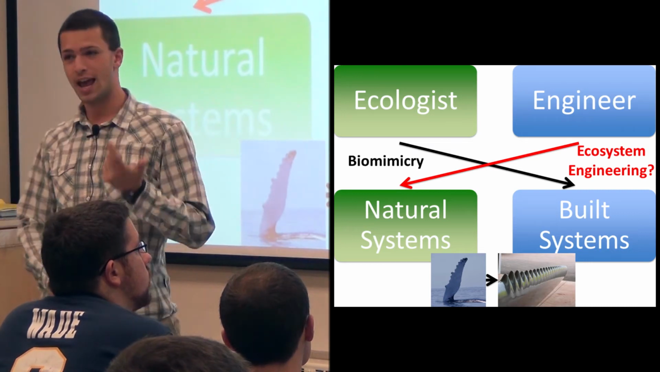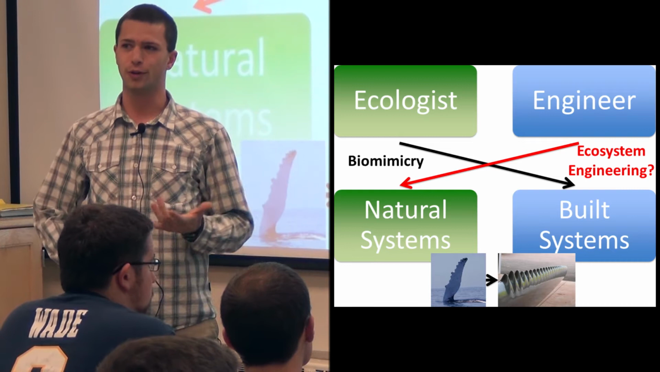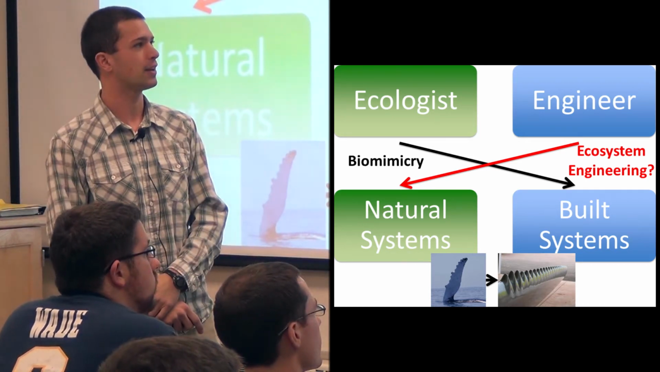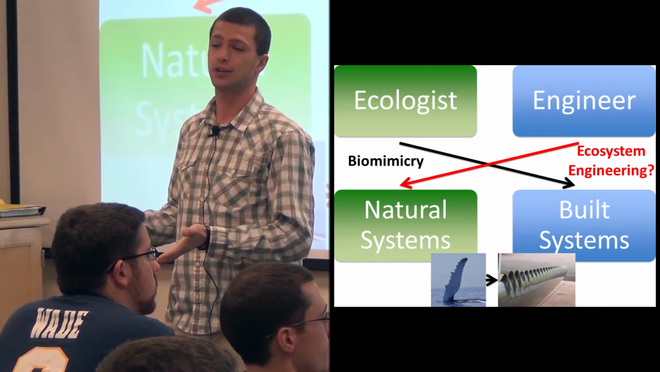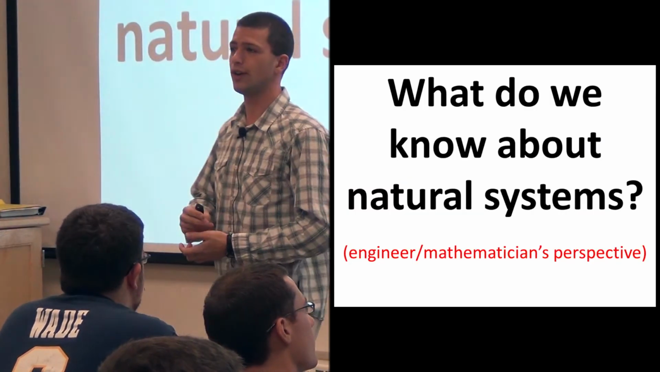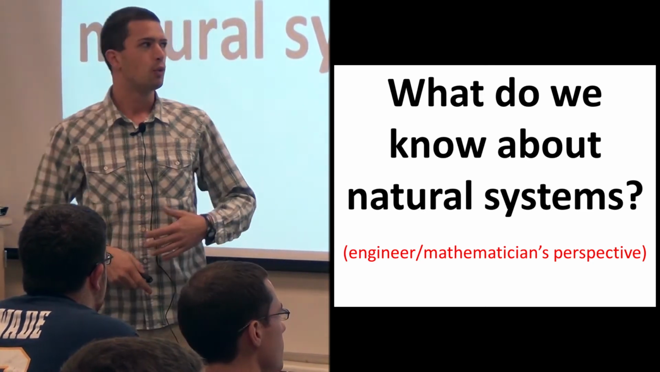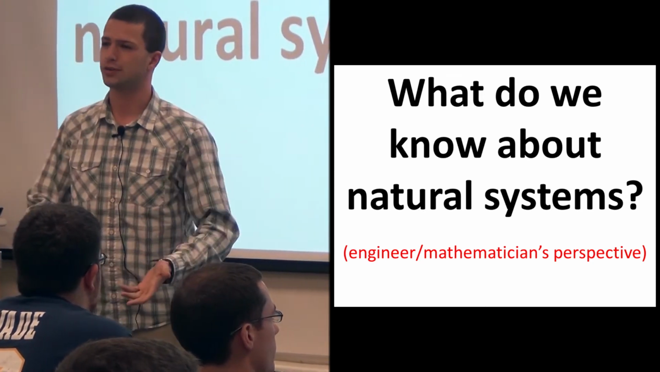What we're going to talk about today is kind of the other way. And like I said, I'm approaching this more for the first time compared to the other aspect. I'm proposing this might be called ecosystem engineering. And in order to go the other way, from engineers influencing natural systems, first we have to ask the question, what do we actually know about natural systems?